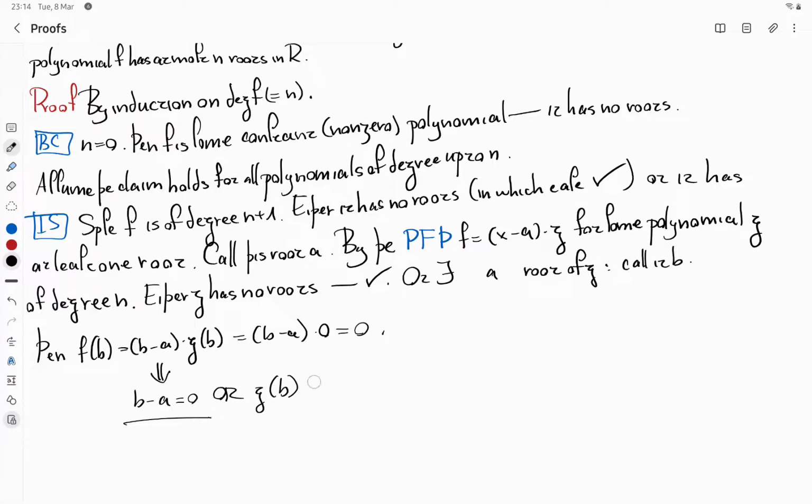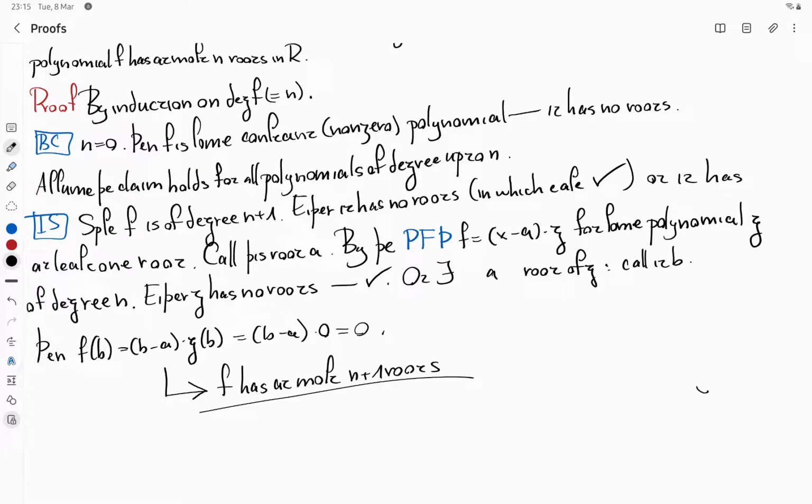This actually isn't even important because f is equal to x minus a times g. g has at most n roots, and this is one root, right? So thus f has at most n plus 1 roots, which finishes the induction step, and we conclude the proof.